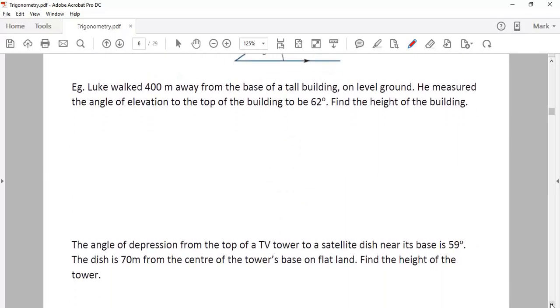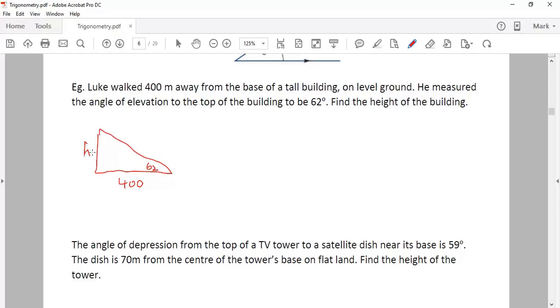Alright, so the first one: Luke walked 100 meters away from the base of a tall building on level ground. He measured the angle of elevation to the top of the building to be 62 degrees. So the key bit is getting the diagram right. Just say that's our tower. You might have drawn the triangle in reverse, it doesn't really matter. So we know that's 400 meters, and when he looks up, it's 62 degrees to the top. What we're trying to find is the height of the building. If that's our building, that would be the height there.